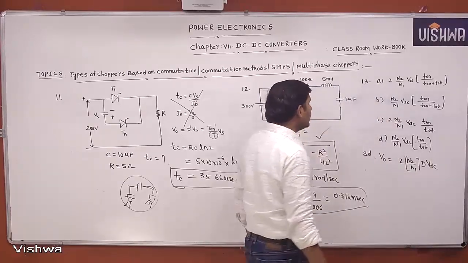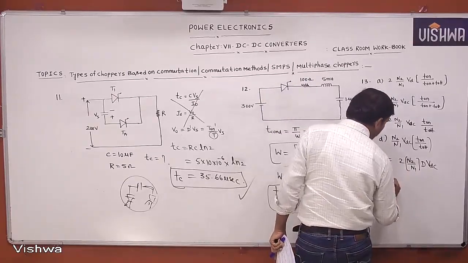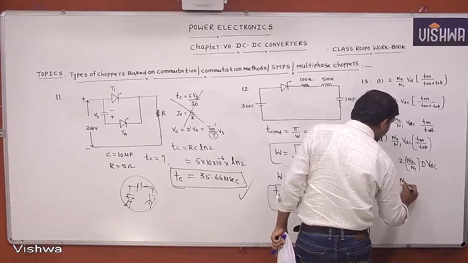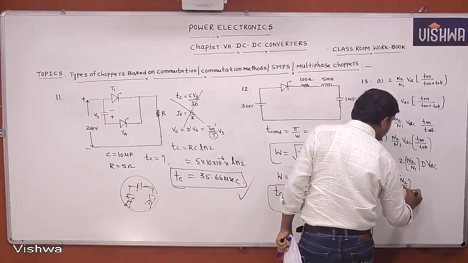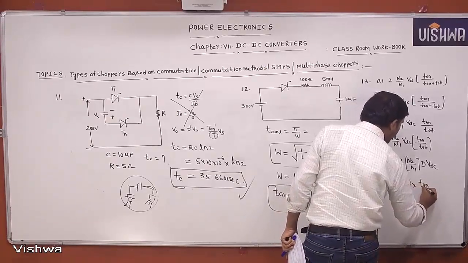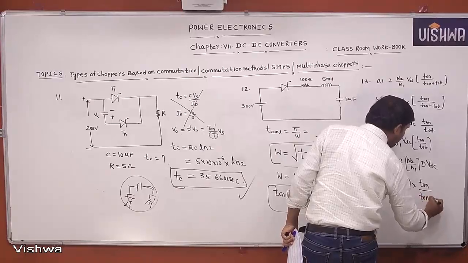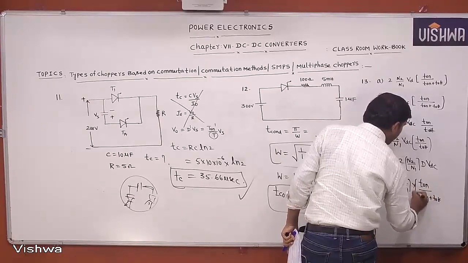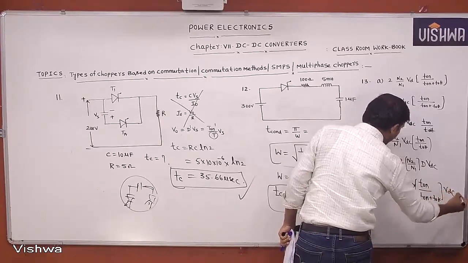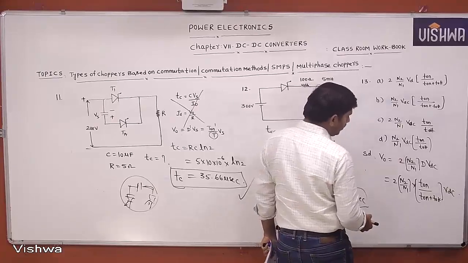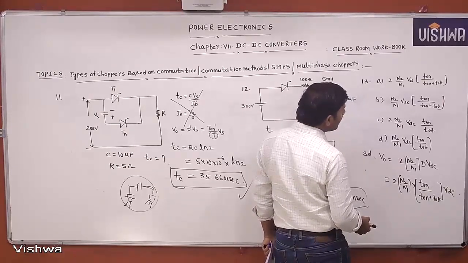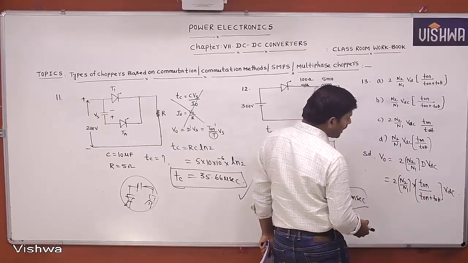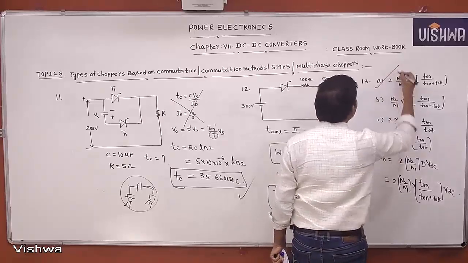Then what is 2 into N2 by N1 into VDC? You write on time by total time period, on time plus off time, into VDC. Then which option is correct? That is 2 into N2 by N1 into VDC into T on by T on plus T off. Option A is correct.